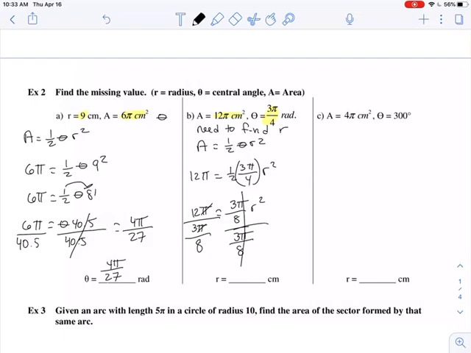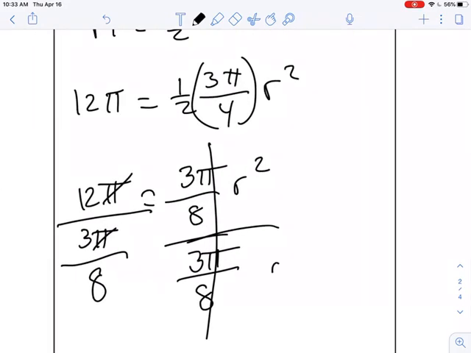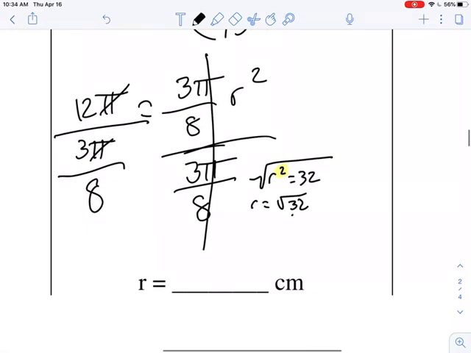So radius squared equals 32. Now, I don't want the square, right? I want just R. So in order to find R, I need to take the square root of that, right? So R equals root 32, which I can simplify because I can break that down into root 16 times root 2 and pull my perfect square out, 4 root 2. So the radius of that is 4 root 2. Okay?